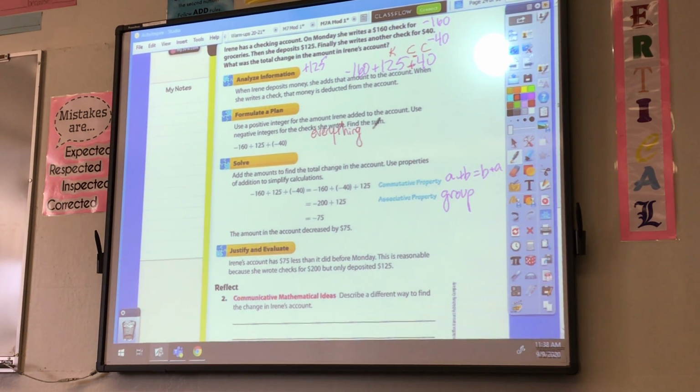And the reason we do that is so that we can use these properties. These are the properties of addition. The commutative property of addition, the associative property of addition. We want to be able to use those properties. So we have to write everything as addition. Yes?